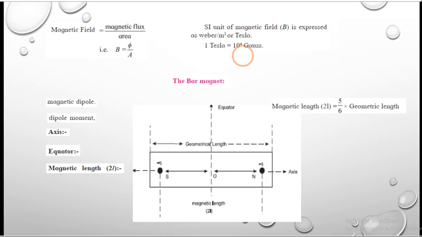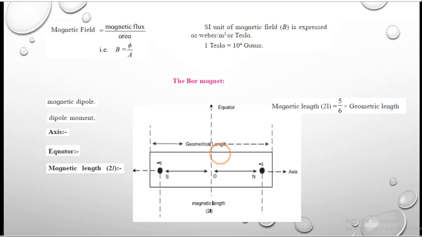I hope you all understood till this point. This is all considered as the introductory part related to magnetic field and magnetic lines of force. Moving towards the next point. The next point is the bar magnet.